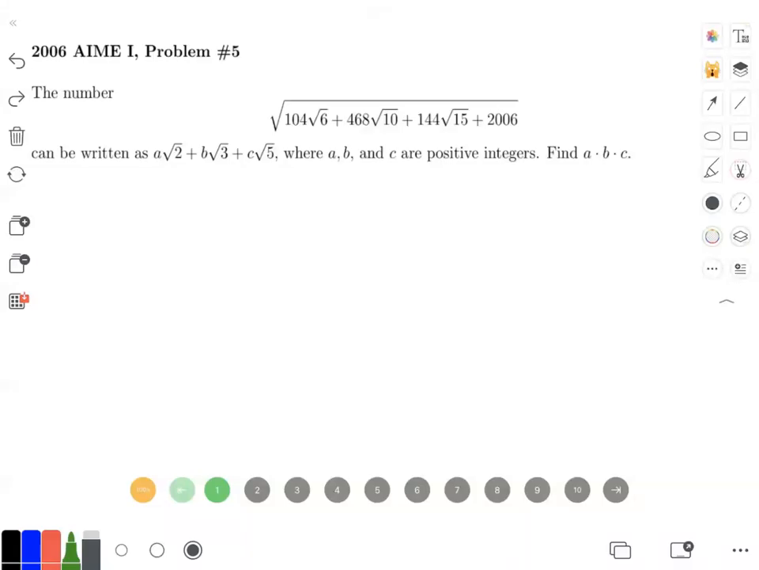Hello guys, so today we have an AIME algebra problem. The following number can be written as a root 2 plus b root 3 plus c root 5, where a, b, c are positive integers, and we want to find the product of these a, b, and c.